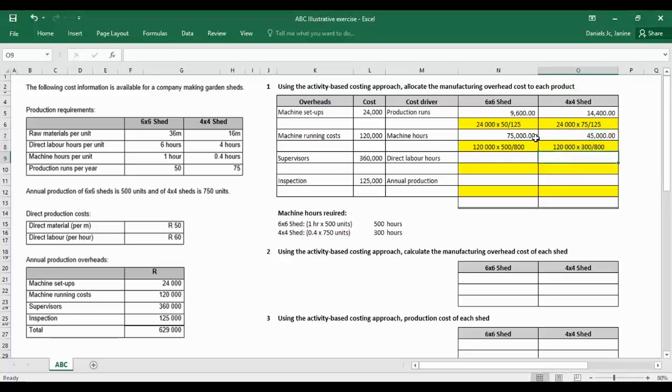Okay, so again, a reasonability check. Fewer hours are spent on the 4x4 sheds, so therefore, you will have 45,000 of the 120,000 allocated to it. So less of the cost must be allocated to the 4x4 sheds because they consume fewer hours.